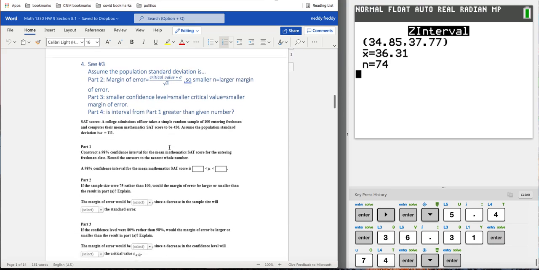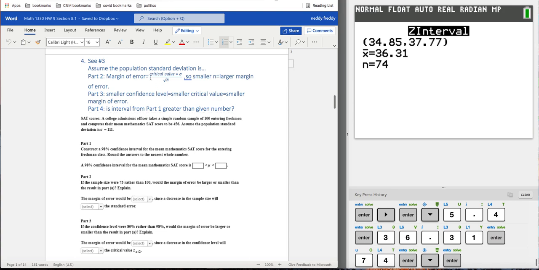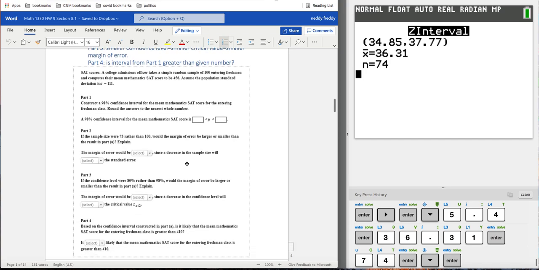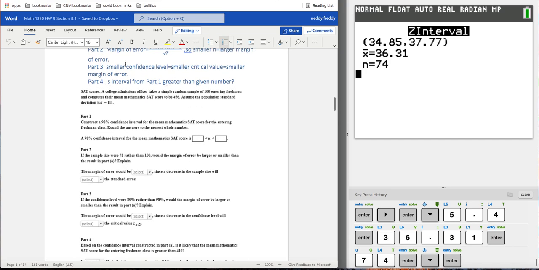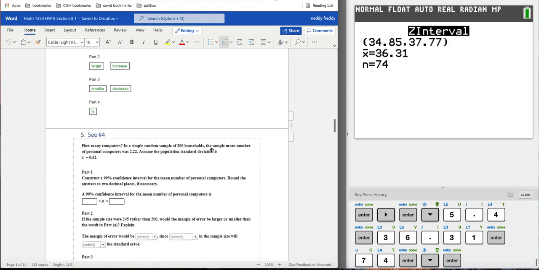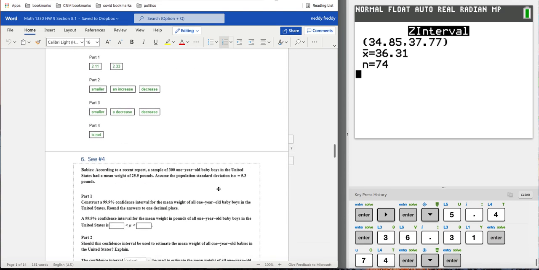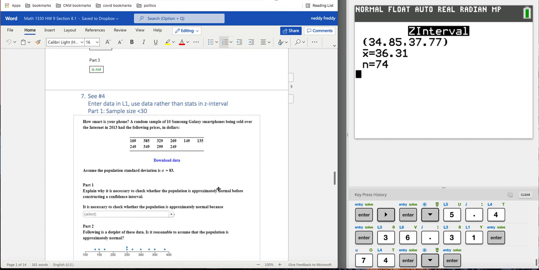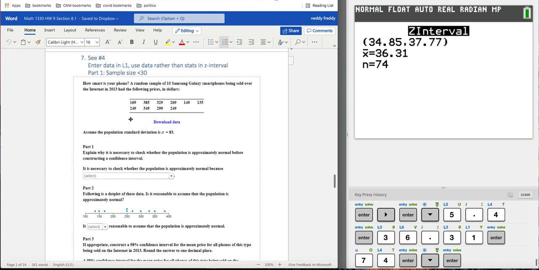So then we've got, again, calculating the margin of error. Constructing the confidence interval is going to be the same for all of these, and then various things, are they going to be higher or lower if you change one thing about them. And so that is pretty much how it goes from here on out. Nothing new or different in any of them until we get to the ones where it gives you data instead of a mean and standard deviation, if it gives you a list of numbers.